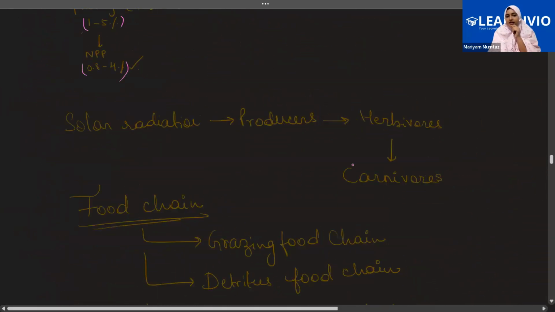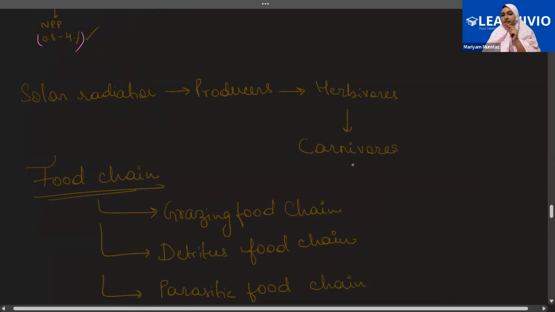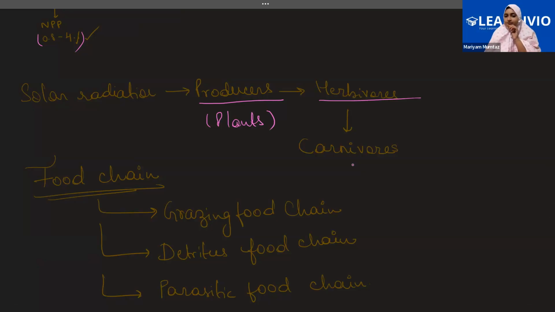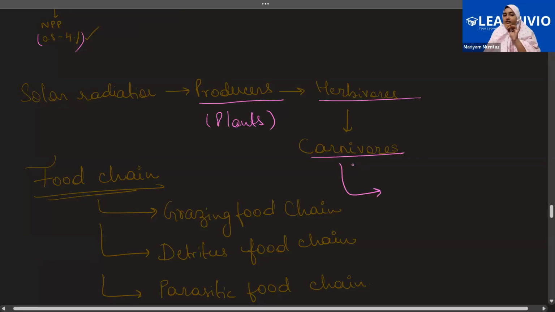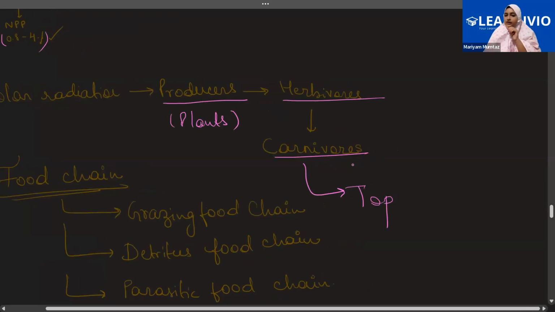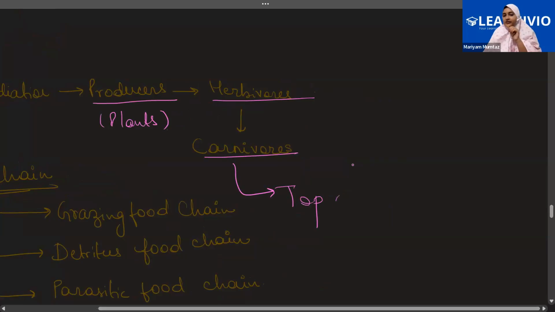Now what happens is that the solar radiation is taken by the producers, which we know are the plants. They do the photosynthesis and everything. Then these plants are consumed by the herbivores, which are the direct consumers, or you can say the primary consumers. Then these herbivores are consumed by carnivores, and then the carnivores are consumed by top carnivores. All in all, this is how energy flow or energy transfer takes place.